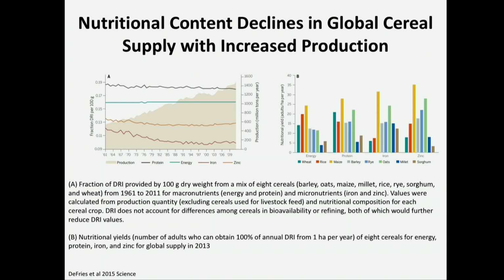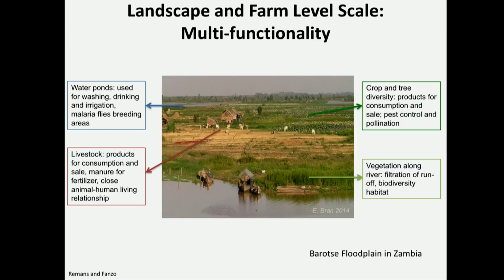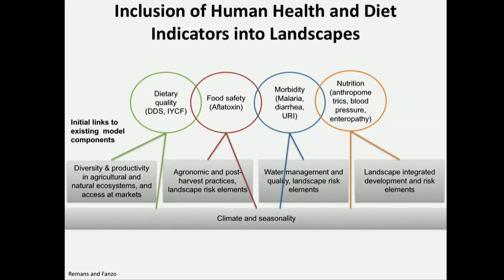So, some different metrics looking more at the global and national level. There's a lot of work happening right now at the landscape level and the farm level. We're very interested in the nutrition perspective of looking at multifunctional landscapes. So while a lot of you are already looking at water, livestock, crop diversity, what are some of the nutrition and health implications on these landscapes and the multifunctionality of these landscapes?